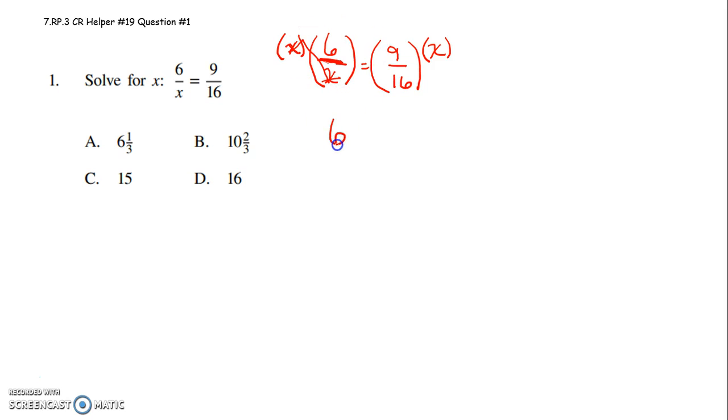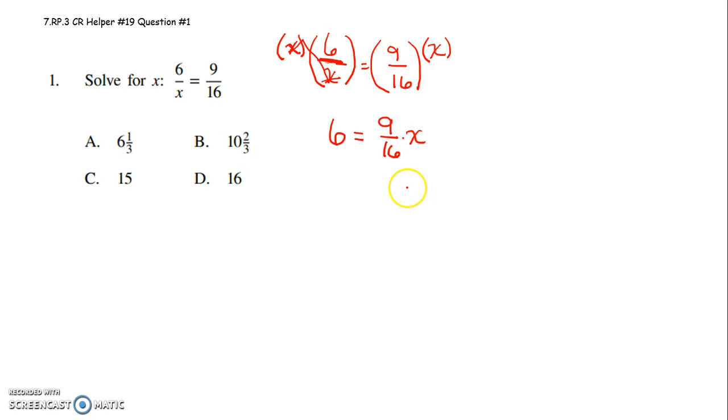So now on this side, we just have a 6 equals, on this side, 9/16 times x is just 9/16 x. Okay, now I have the variable out of the denominator. I can fairly efficiently solve this equation. I just look at the side with the x. I say, what's the operation between the 9/16 and the x?